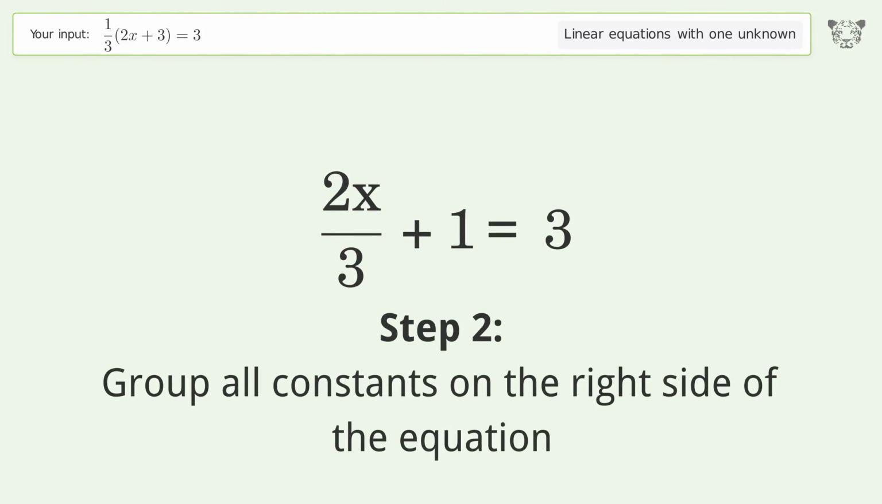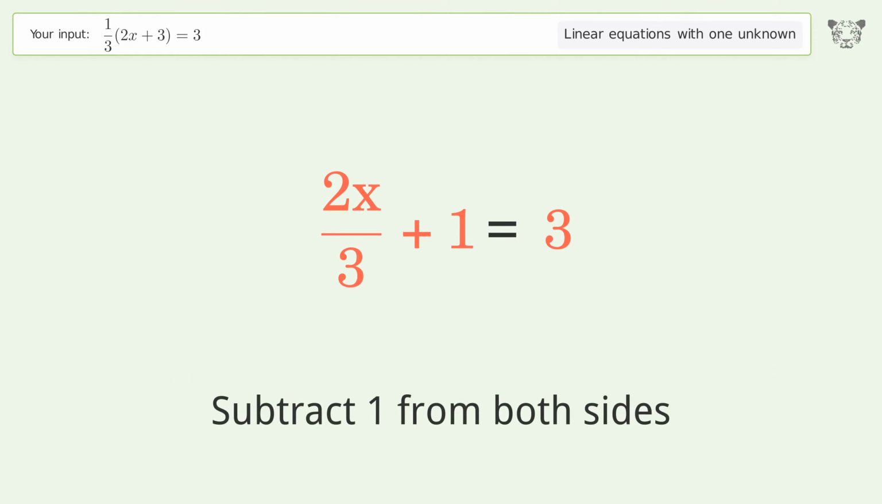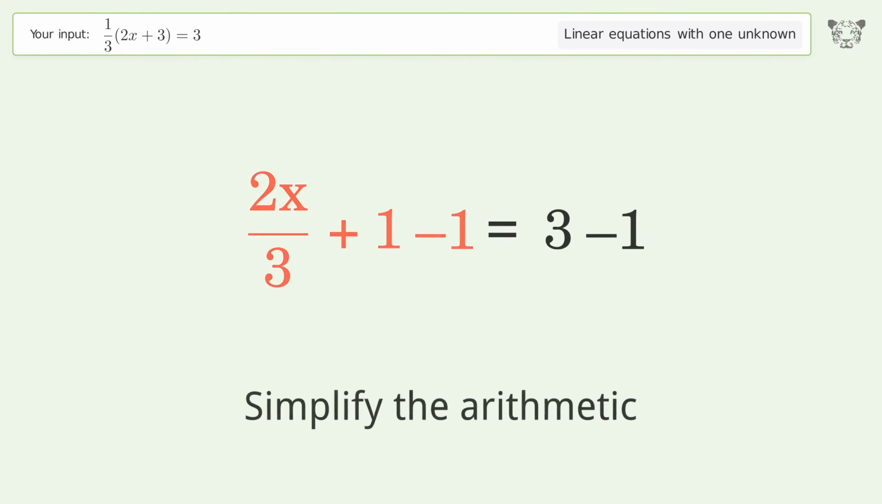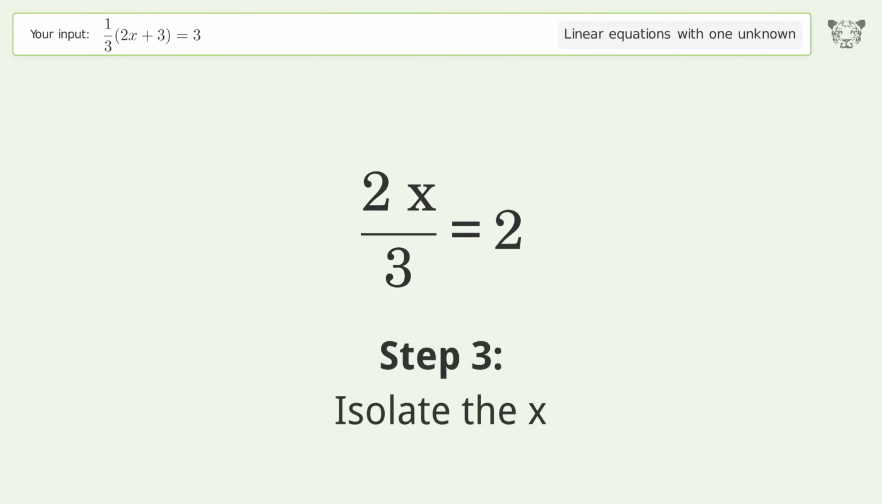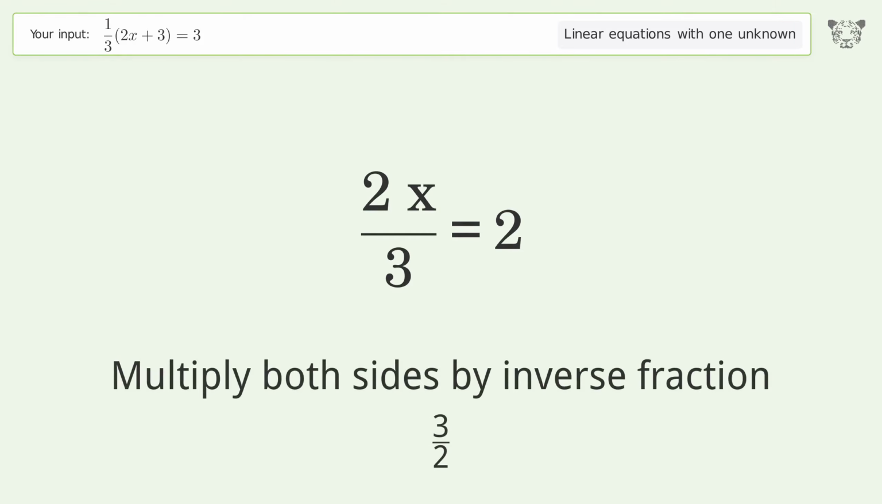Group all constants on the right side of the equation. Subtract 1 from both sides. Simplify the arithmetic. Isolate the x. Multiply both sides by the inverse fraction 3/2.